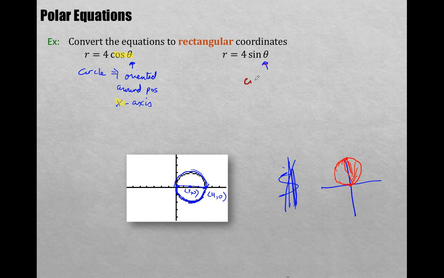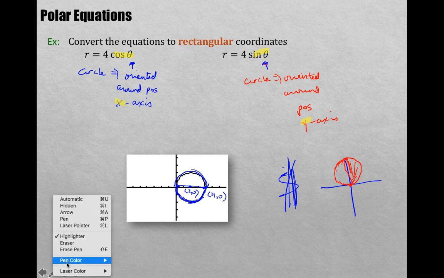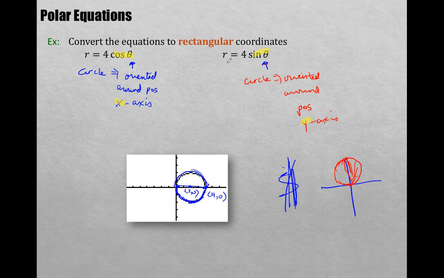Sine theta is also a circle, but it's oriented where? Positive y-axis. And what rectangular letter do you associate with sine? Y. Pretty cool. What's the rectangular version? What if I haven't converted to rectangular? Right? What's my trick?